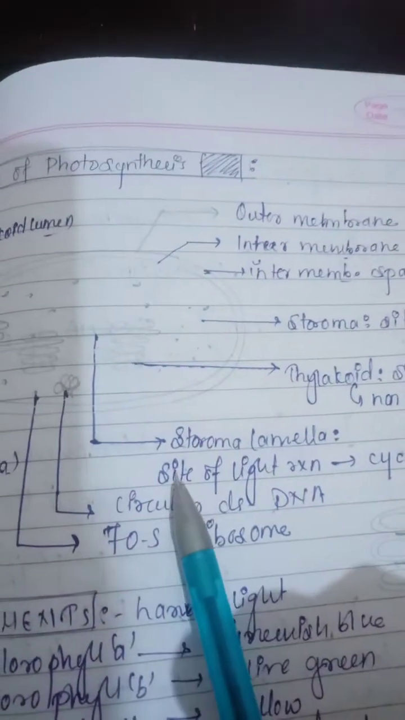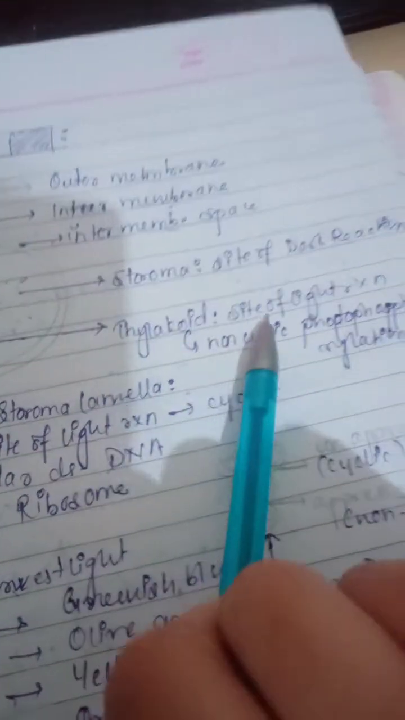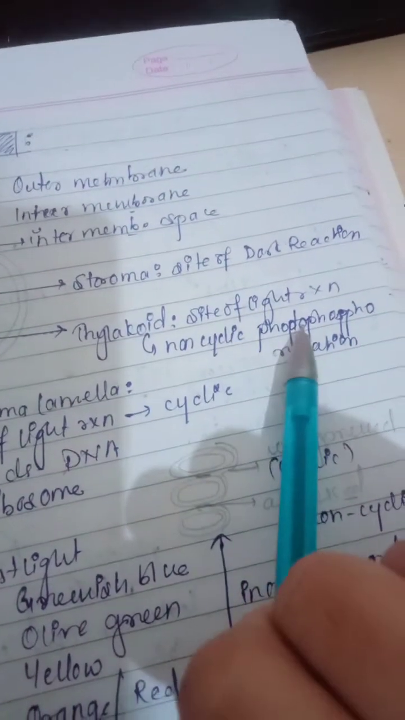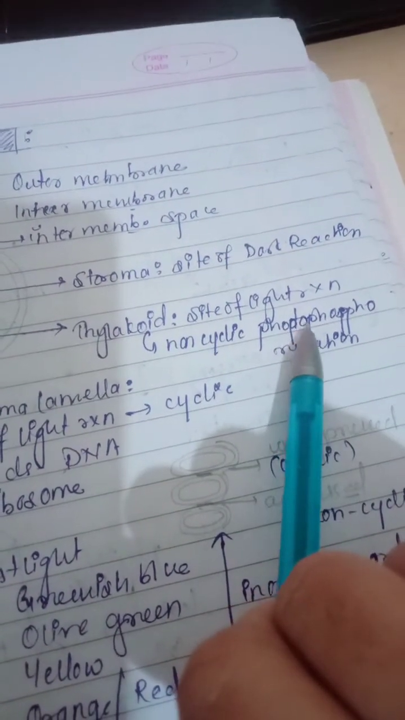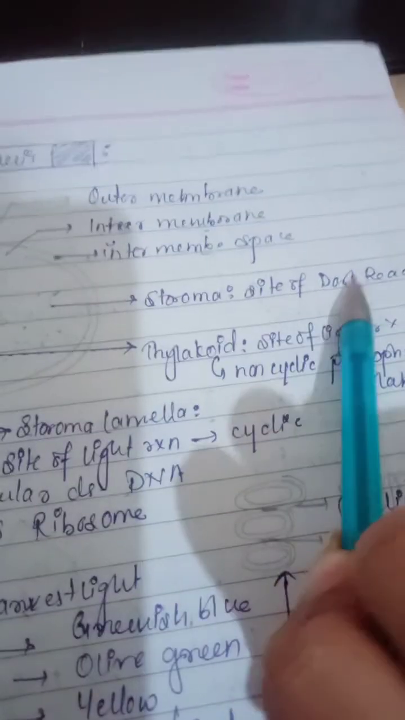Stroma lamellae is the site of the light reaction, which is a cyclic process, and thylakoid is the site of non-cyclic photophosphorylation. In the stroma is the site of the dark reaction.